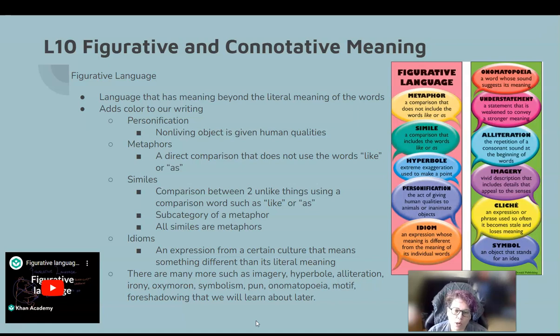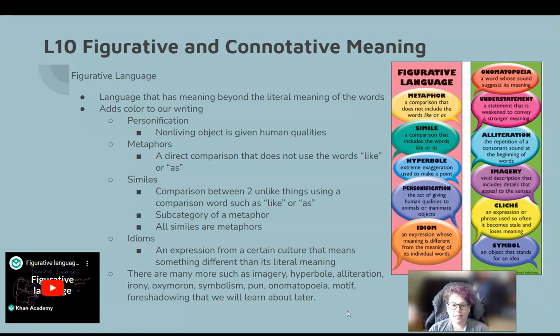There are many more figurative language techniques such as imagery, hyperboles, alliteration, irony, oxymoron, symbolism, puns, onomatopoeia, motifs, foreshadowing. We will learn about some of these later on, so right now just read through some of these and try to figure out what they are, just to get yourself familiar with them now. But later on, we will learn these more in depth in a future unit. And I believe that's in the unit that you're writing your narrative story, which would be a short story.